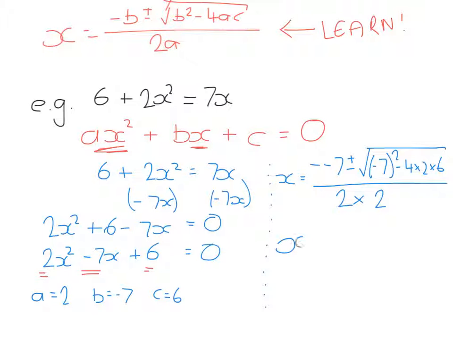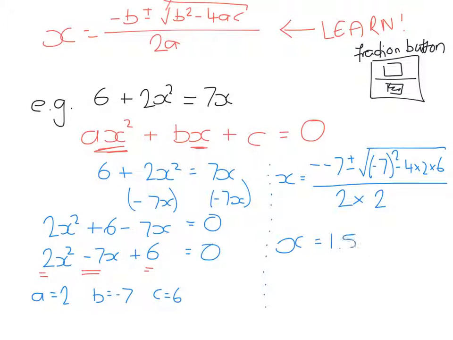We can simplify that just by putting it into our calculator using the fraction button, which looks like this. Okay, so that's the fraction button that you'll want to use with the quadratic formula. In this case, the two values that come out are x equals 1.5 and x equals 2. So two possible solutions there. If they're not exact numbers, as this one is, then you would round it correct to 3 significant figures.